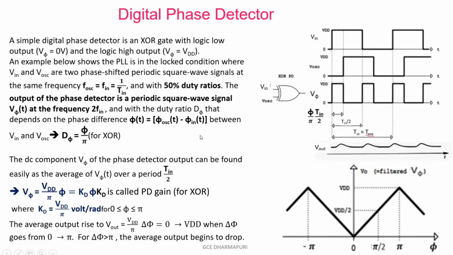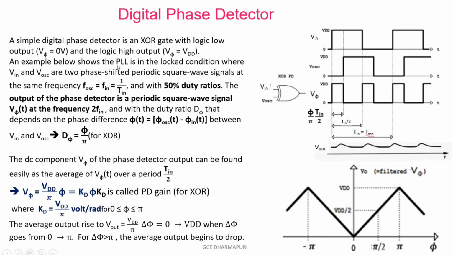Next, digital phase detector. A simple digital phase detector is an XOR gate, with logic low output V phi equal to 0 and logic high output V phi equal to VDD. So we know that for the inputs 0, 1 and 1, 0, it will produce 1. So if there is any phase difference between 1 and 0, it will produce 1. For 1 and 1, it will produce 0.